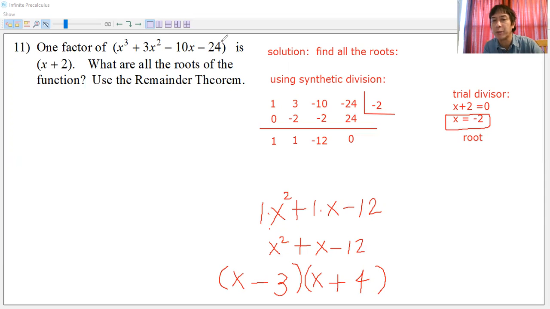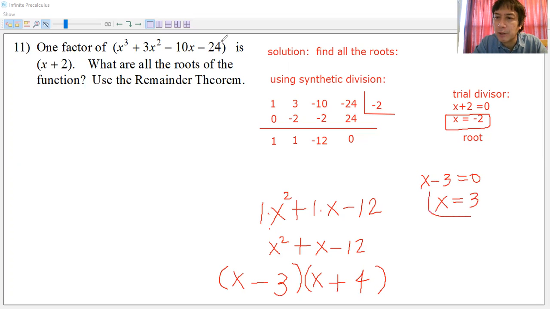You see the middle term is plus 1x. Then the product of negative 3 and 4 is the negative 12. The product of the x and x is the x squared. So we can equate these two factors to 0. We can now equate this x minus 3 equals 0 and x equals 3.